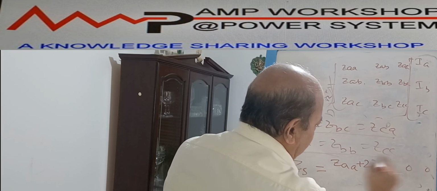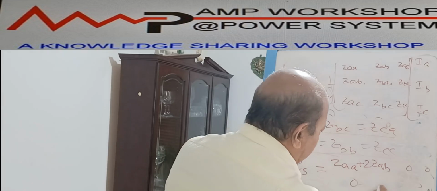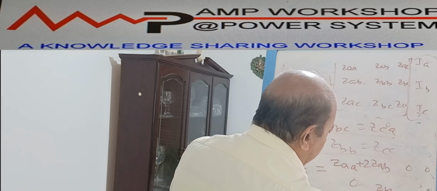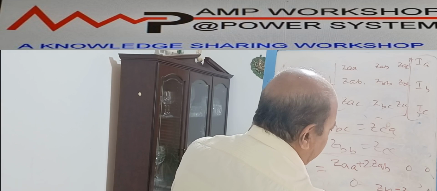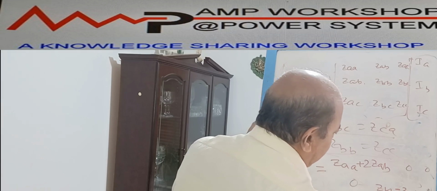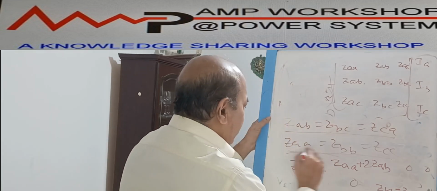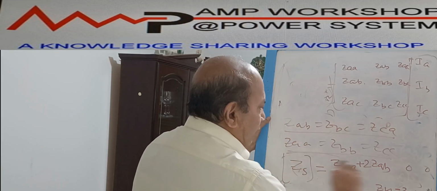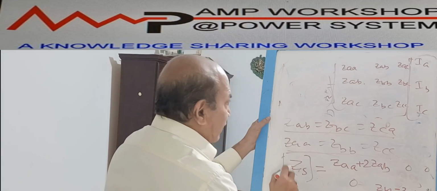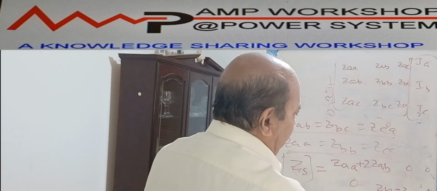Here it is 0, it is 0. It is 0. Second impedance will be ZBB minus ZAB. And third 0 0 0. That will be the sequence impedance will be like this. This is a ZS, means complete ZS will be coming in this form.